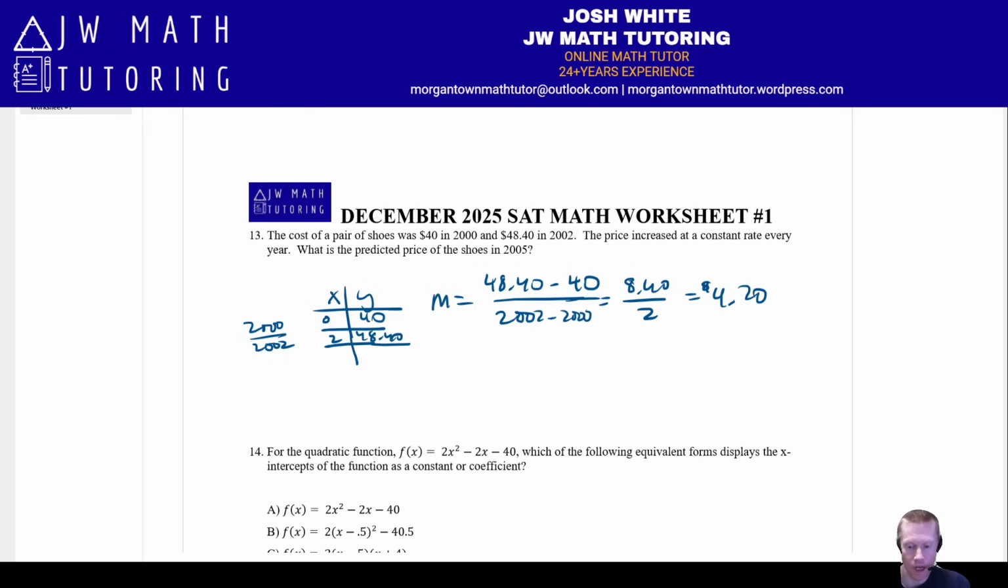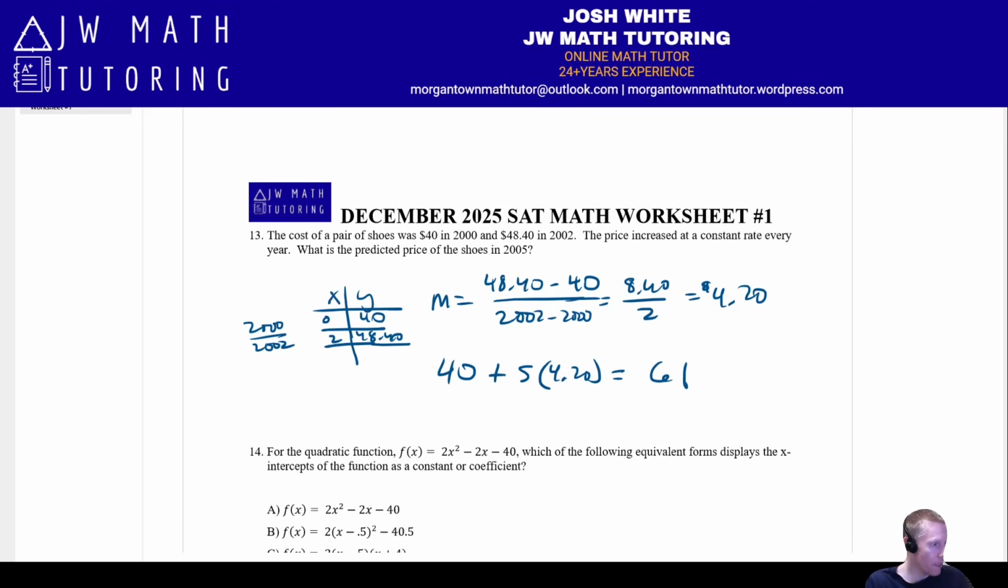So now technically you can find the equation, but really all you have to do at this point is take the starting price, $40, right? Add to that the price in 2005. So that's 5 years. So that means we're adding 5 times $4.20. In other words, we're basically going to go through 5 increases, each of which is $4.20. So you just go ahead and work this out, and it should come out to $61.